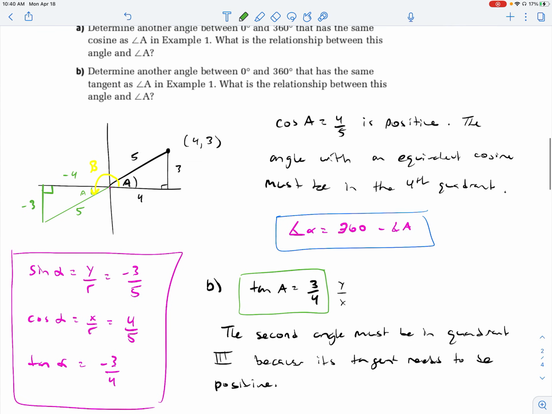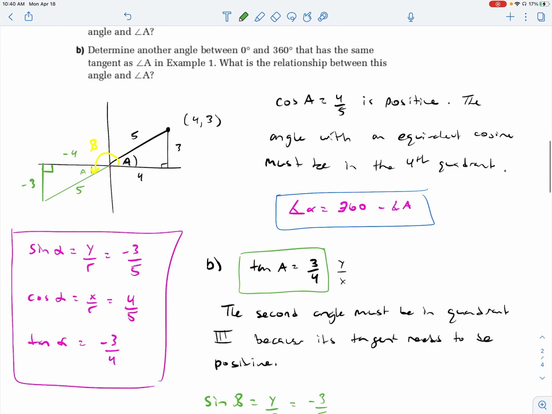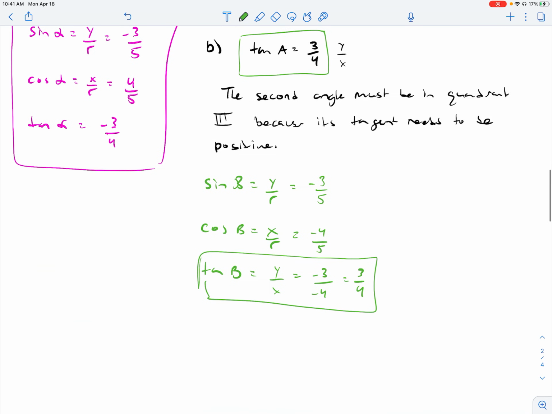I think it asks what is their relationship. So remember how we said these angles need to be the same. So what's angle beta? Well, angle beta we could say is actually 180 plus angle A. So angle beta is equal to angle A plus 180 degrees.